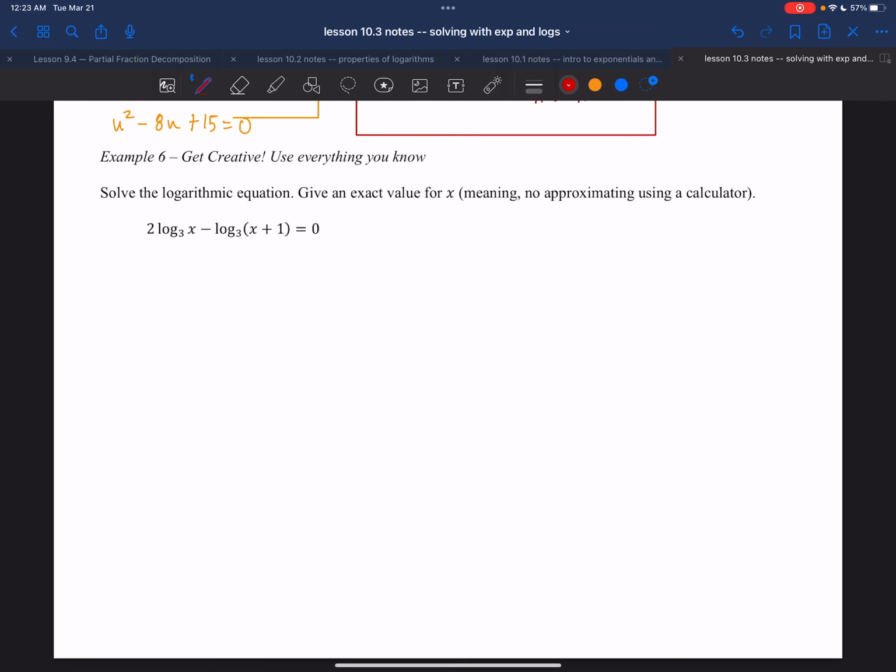Example 6. Get creative and use everything you know. So who knows? You can use a variety of techniques here. I'm going to show you something fun. Okay, so let's solve this logarithmic equation and give an exact value for x. So we're not actually going to use a calculator. When I say give an exact value of x, we're going to use either a logarithm or maybe we have a base. Who knows? We're just going to give it in calculator ready form.